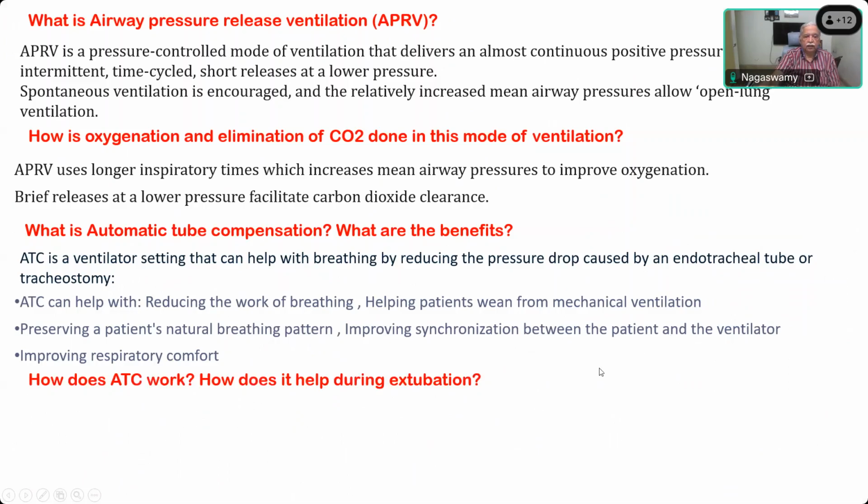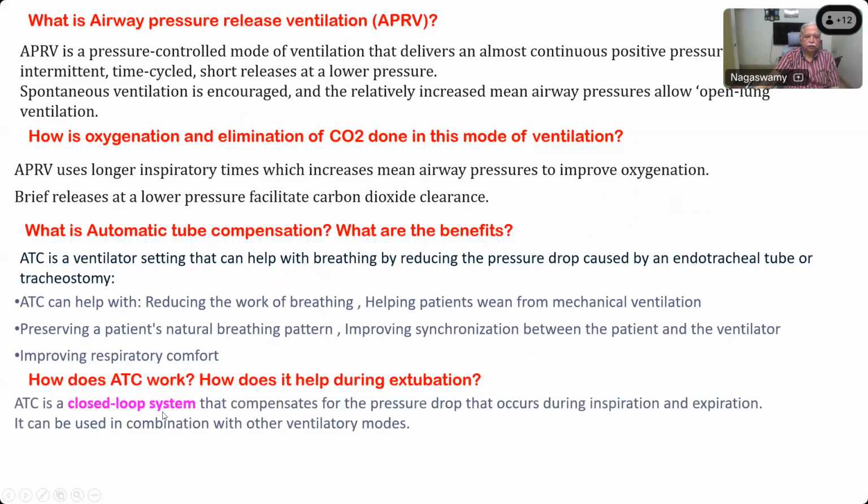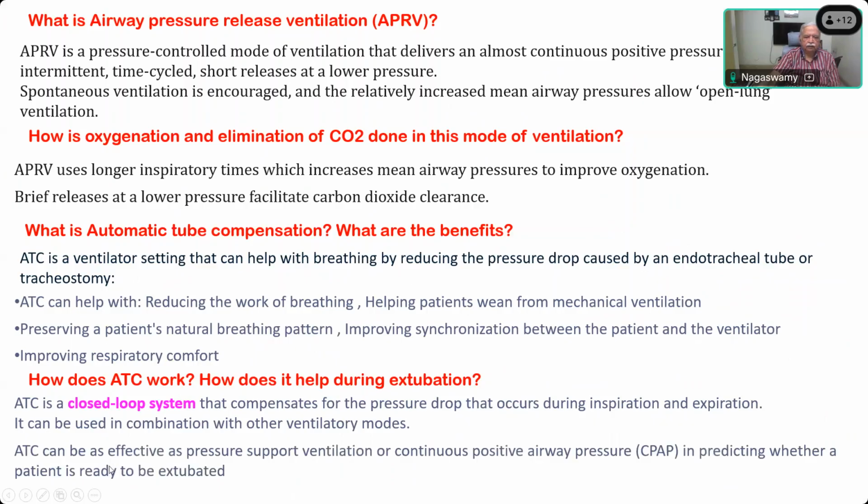How does ATC work? How does it help during extubation? Because it's a closed loop system that compensates for the pressure drop that occurs during inspiration and expiration. So it can be used in combination with other ventilatory modes. The ATC can be as effective as pressure support ventilation or continuous positive airway pressure in predicting whether a patient is ready to be extubated or not. So it can be equal to these two methods.